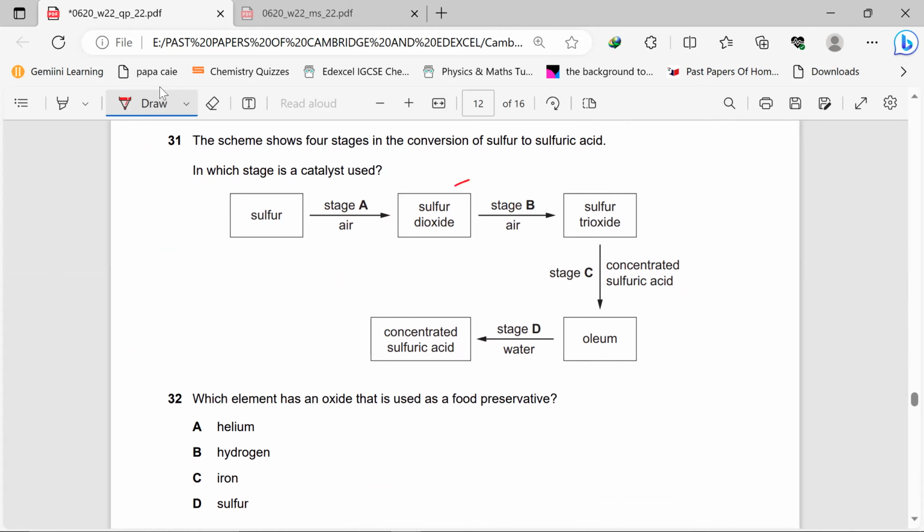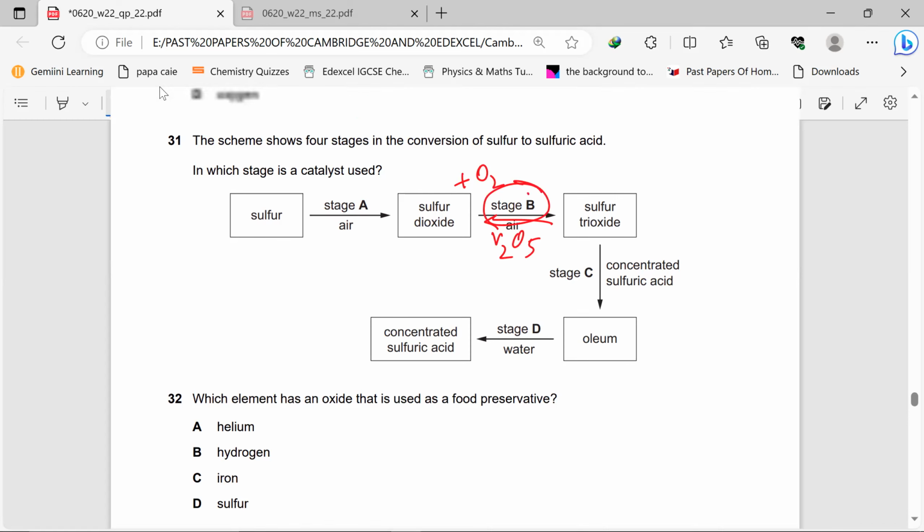We know sulfur dioxide reacts with oxygen, and we need a catalyst here, and it's a reversible reaction to form sulfur trioxide. And we know V2O5, vanadium pentoxide, is a catalyst we use, so it's stage B. Okay, stage B is the only correct answer. So B is the only correct answer here.